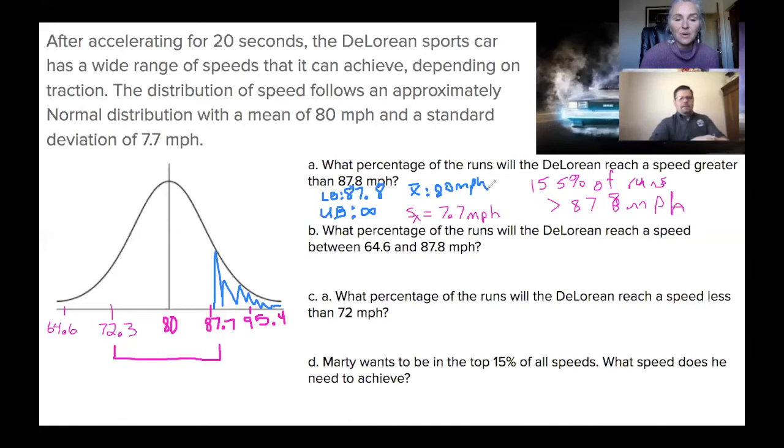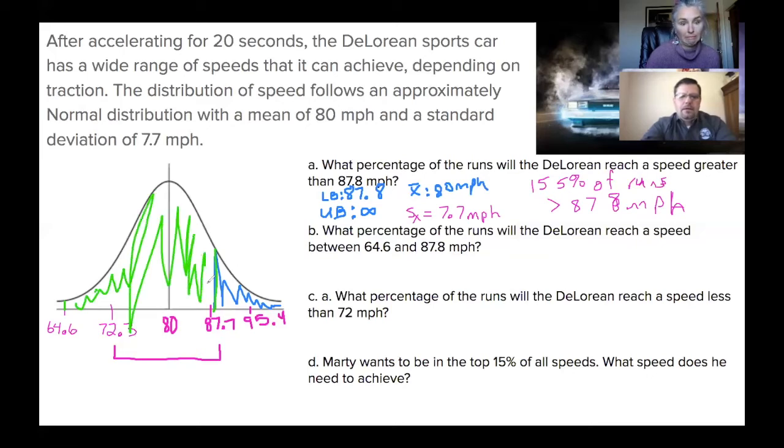Okay. Next question says, what percent of the runs will the DeLorean reach a speed between 64.6 and 87.8? All right, so the lower bound would be 64.6. The upper bound would be 87.8. And again, I could put units there. X bar would still be the same, 80. And the standard deviation would be 7.7.